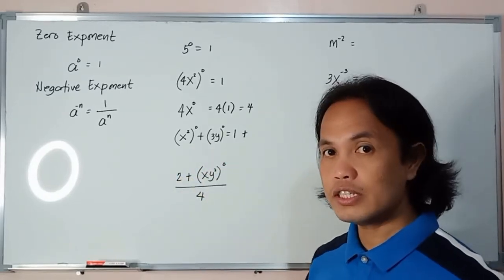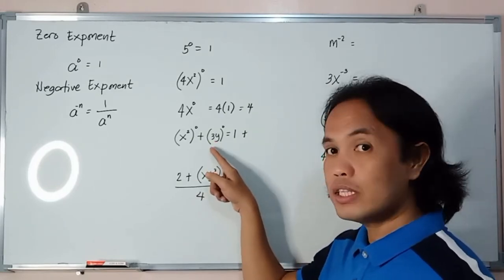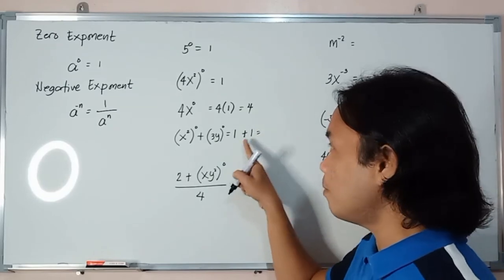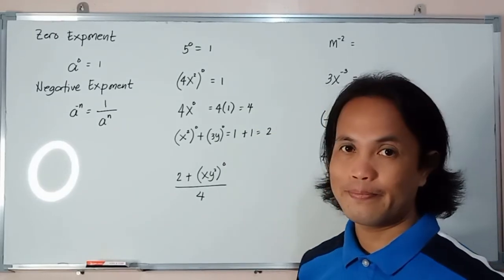Then the second expression is the same. We have 3y quantity raised to 0. So this is also equal to 1. So that means 1 plus 1 is equal to 2.